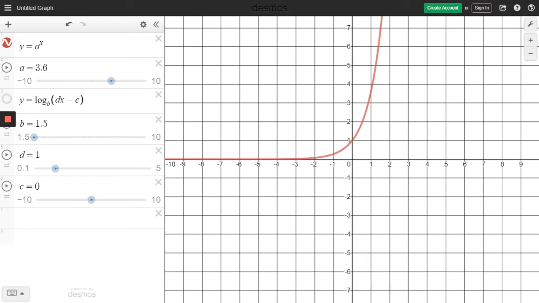Okay, we can then play around with logarithms. So let's get rid of this thing. Okay, and logarithms.